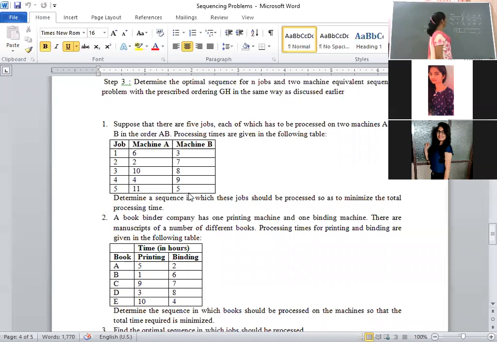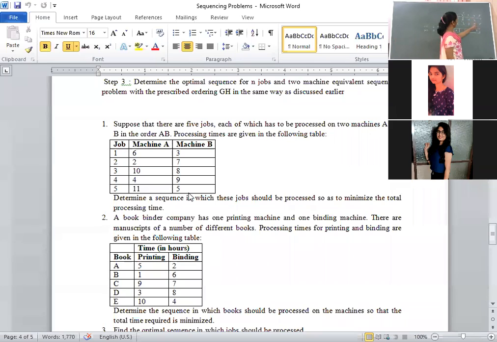With pencil, you do all these things. Next, on both the machines, you have to search for the minimum processing time. Right now, the minimum processing time occurs on machine B at job 1, that is 3 hours. Since it is on machine 2, as I told, you have to perform from right to left. This will be eliminated.